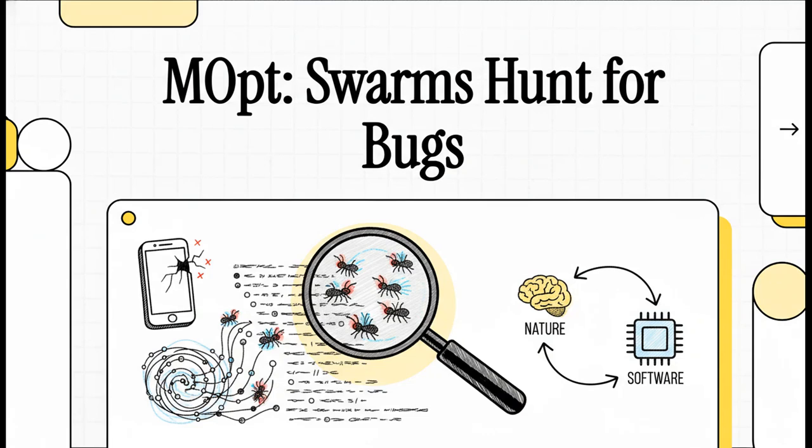Every single app on your phone, every program on your computer has hidden flaws. They're like tiny cracks in the code that can lead to crashes or, even worse, major security breaches. But what if I told you the secret to finding these bugs more efficiently comes from a swarm of bees? Yep. Today, we're diving into a fascinating new method that takes its cues directly from nature to help make our digital world a whole lot safer.